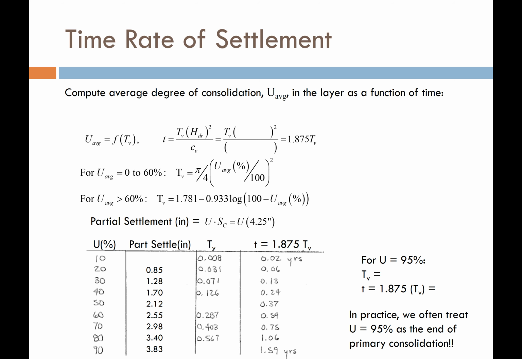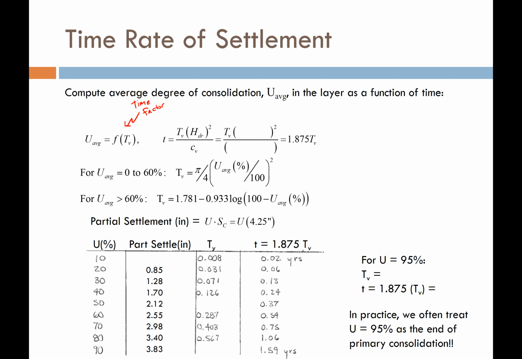But before I do that, you'll recall that the problem asked us to compute how long it's going to take primary consolidation to occur. So to compute how long for the whole clay layer to experience consolidation, I'm going to use U average, or the average degree of consolidation for the entire clay layer. You'll recall from our previous lecture that the average degree of consolidation is a function of our time factor, T sub V. That's from Terzaghi's consolidation equation.